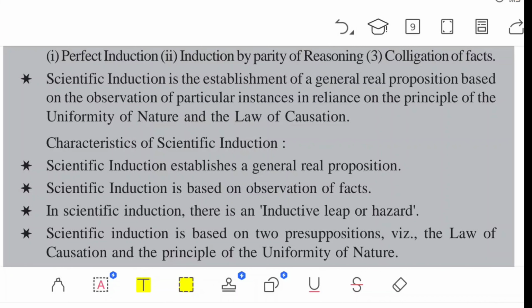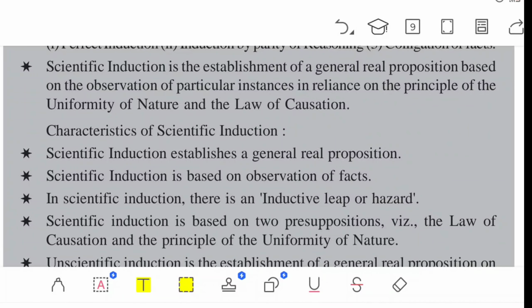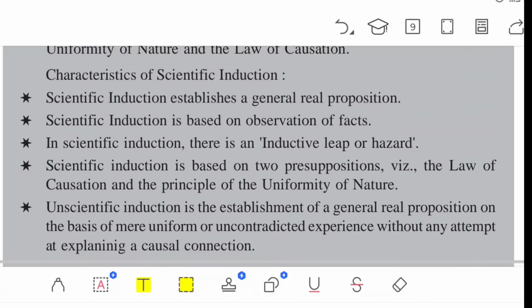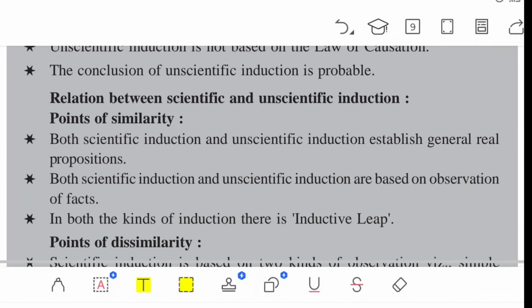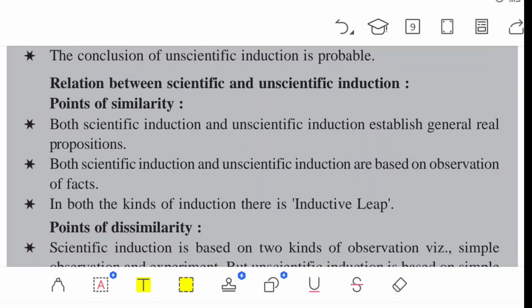Now your homework is to read the characteristics of these 3 and memorize them. Okay, you can directly write from the summary part. Okay, we will meet in the next one and we will discuss the relationship and similarity, dissimilarity between these different inductions.